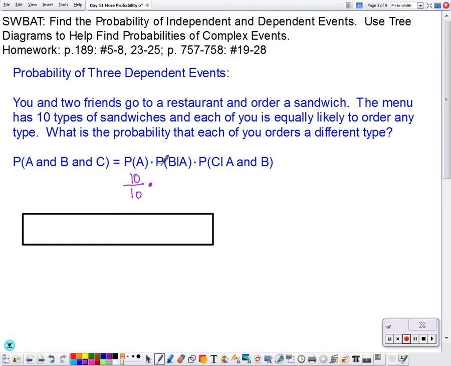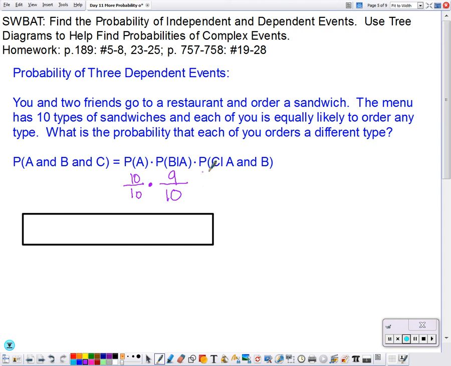Yum. Person B walks up. They know person A has gotten a turkey sandwich. They look at the menu. Here is the trick. Turkey sandwich is still on the menu. The menu still has 10 sandwiches. But person B says, I do not want a turkey sandwich. Person A got that. I will pick from the 9 sandwiches that are left. So the conditional probability doesn't affect the denominator here, only the numerator, because there's still 10 sandwiches on the menu. But there are only 9 that person B is going to choose from.